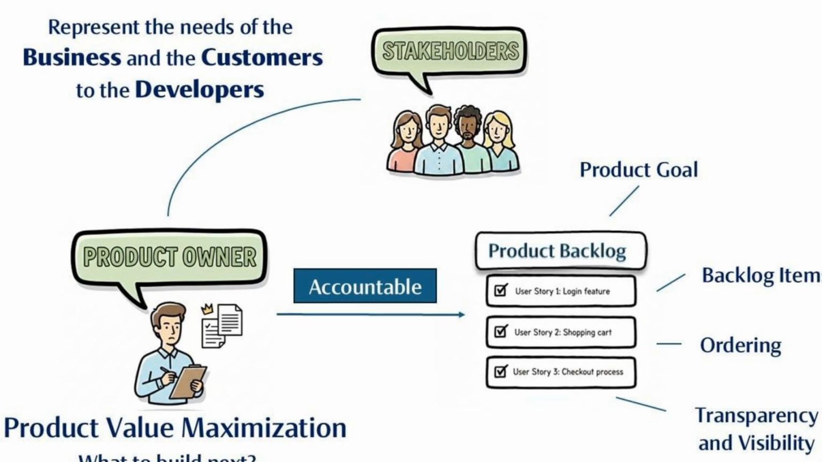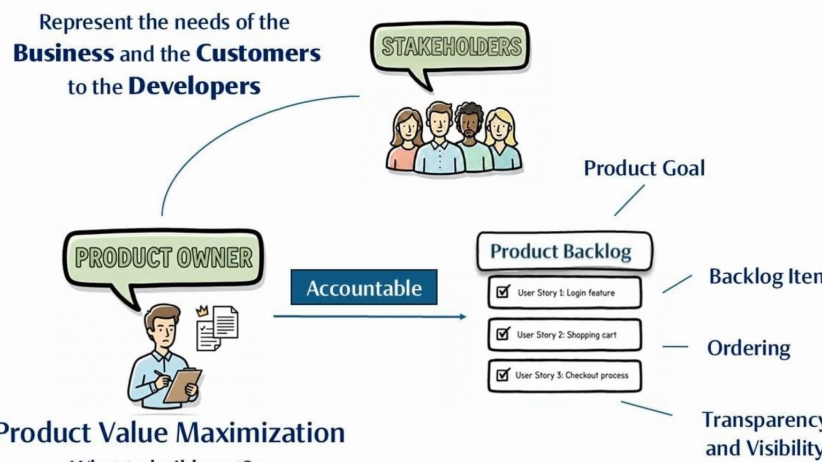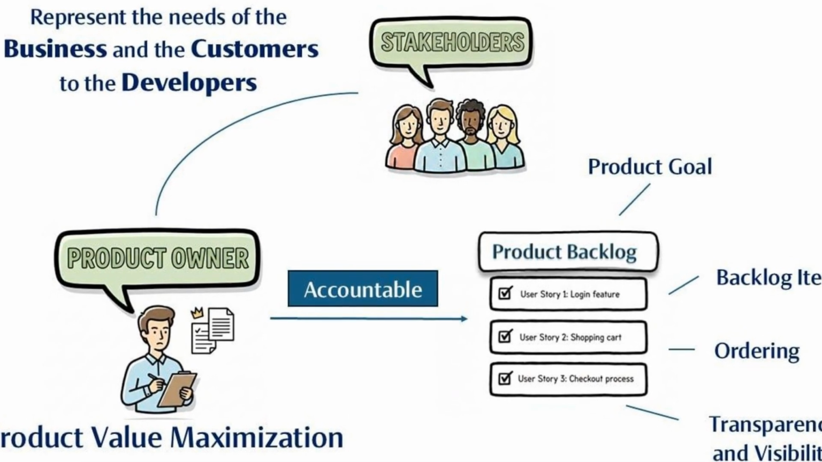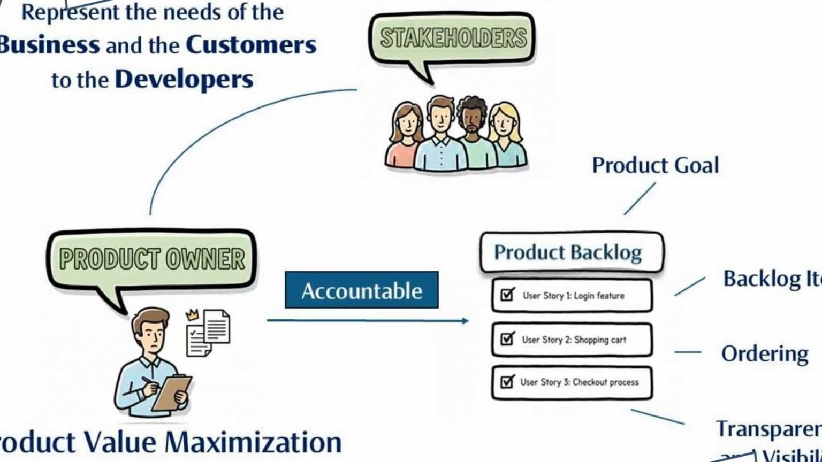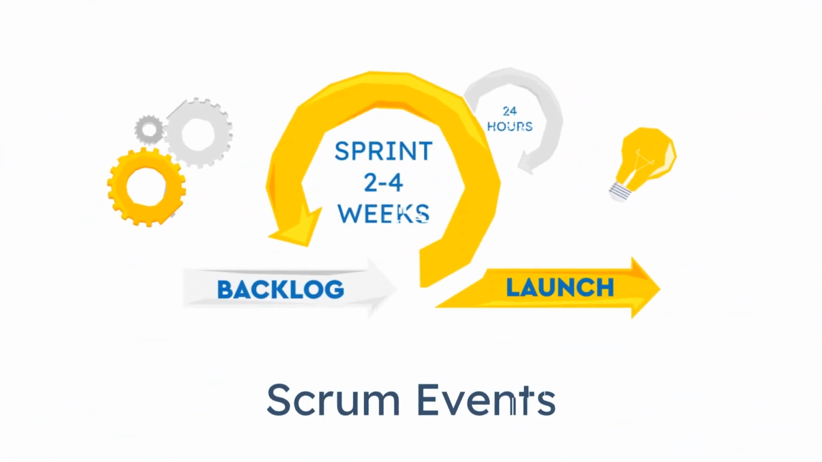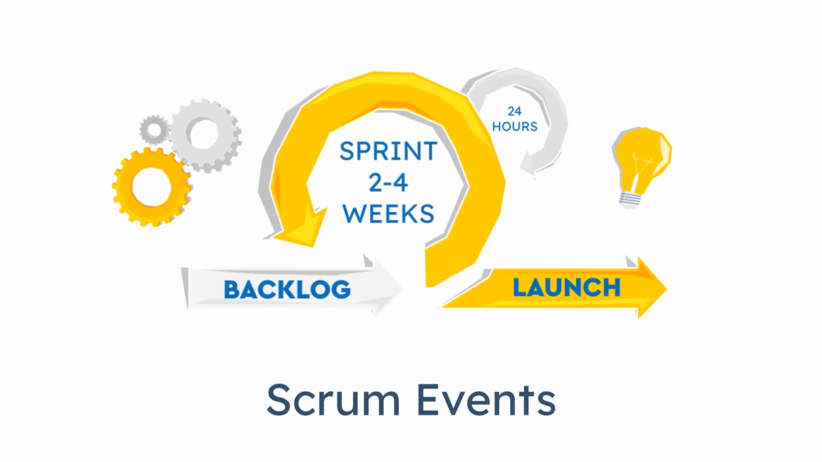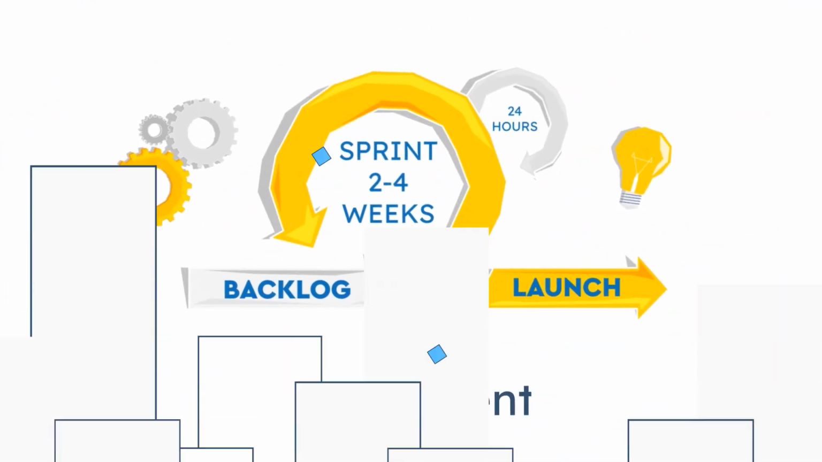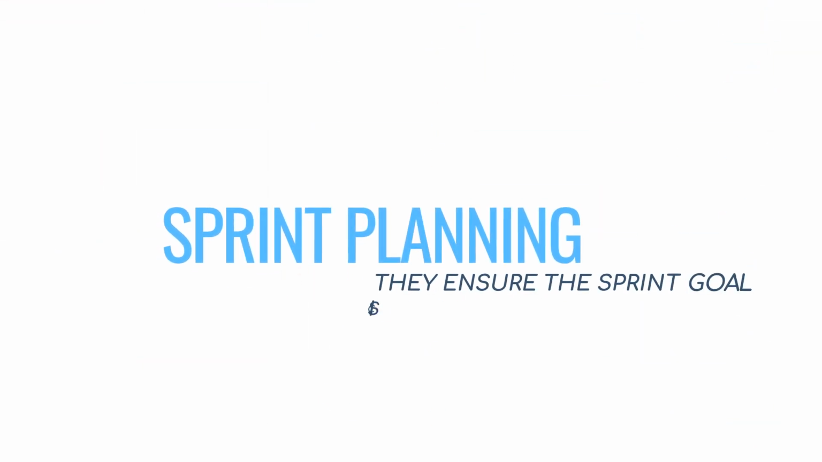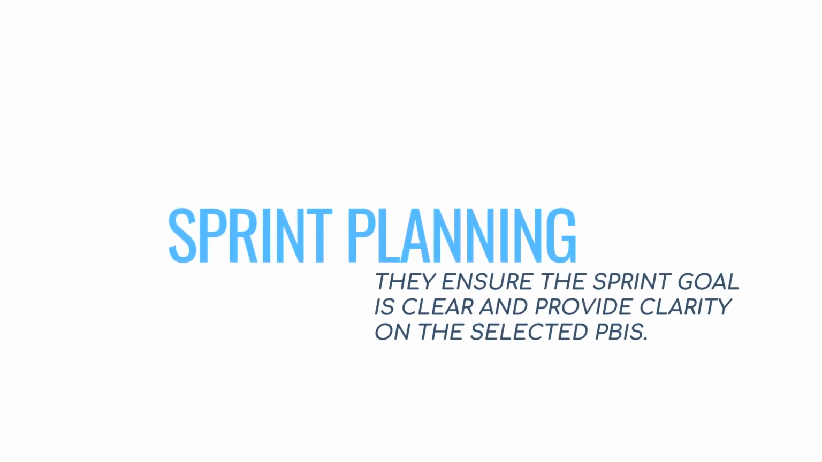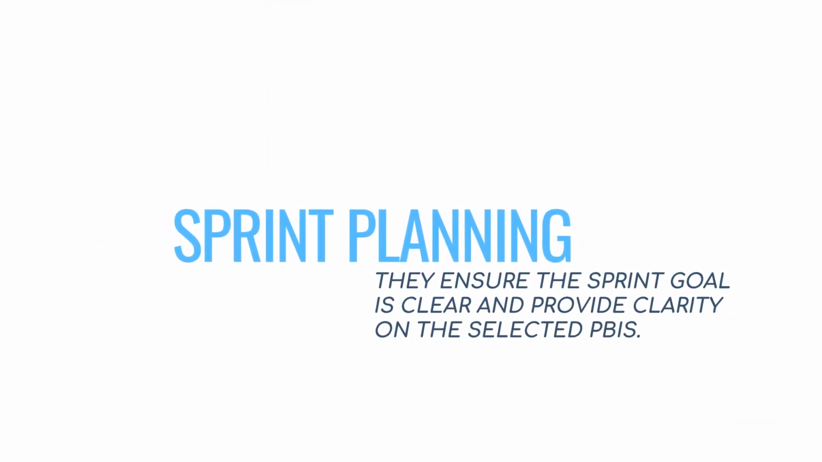The product owner serves as the bridge between the development team and the stakeholders. They must clearly communicate the product goal, the product backlog, and the progress achieved. The PO plays a vital role in all events. Sprint planning. They ensure the sprint goal is clear and provide clarity on the selected PBIs.